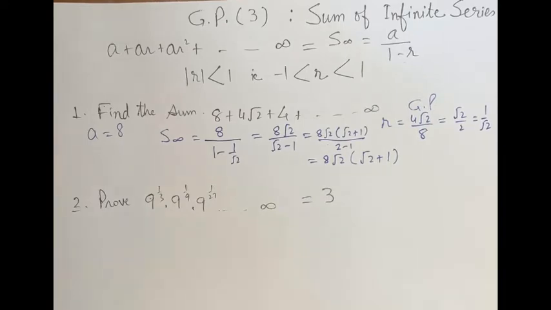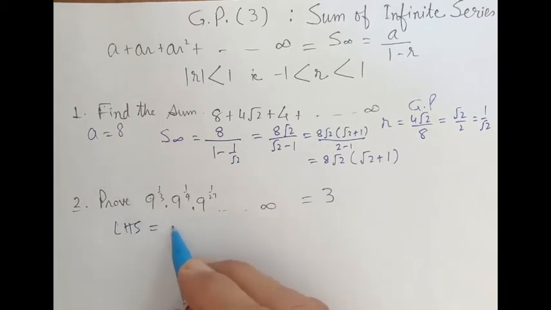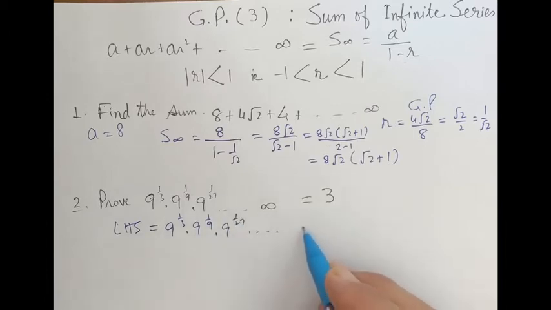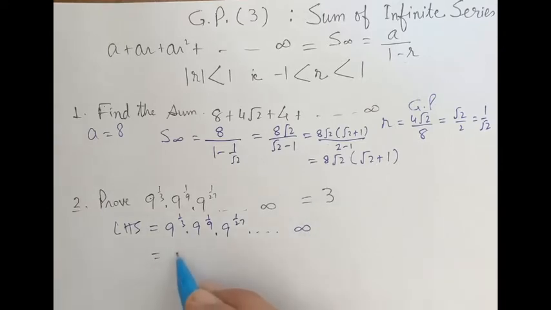Second question, we have to prove that this product up to infinity is 3. So let's start from left hand side. This is 9 raised to 1 by 3 into 9 raised to 1 by 9 into 9 raised to 1 by 27, and so on. This can be written, so bases are same, we add the exponents, 1 by 3 plus 1 by 9 plus 1 by 27 and up to infinity.